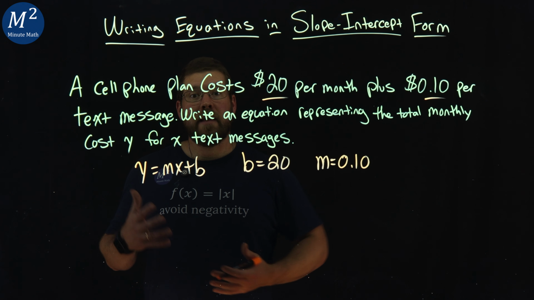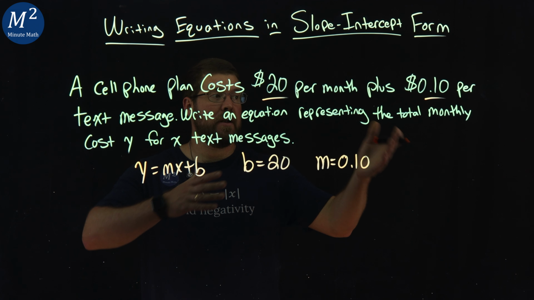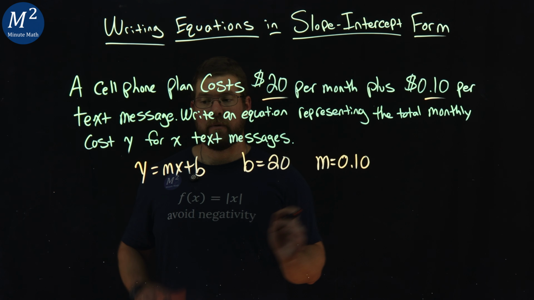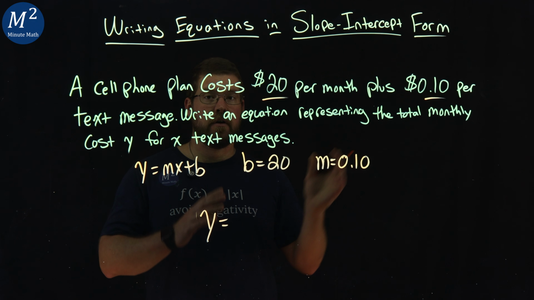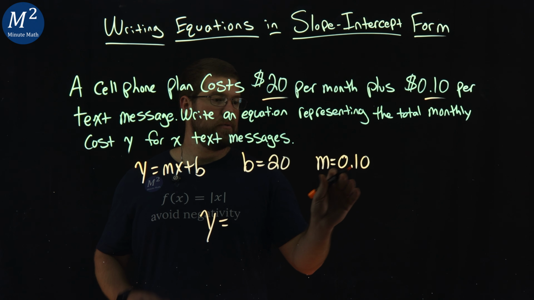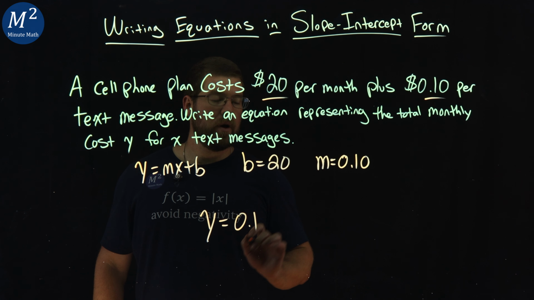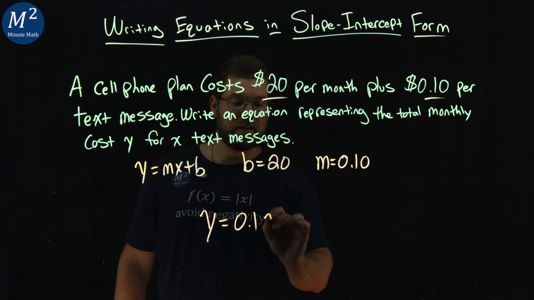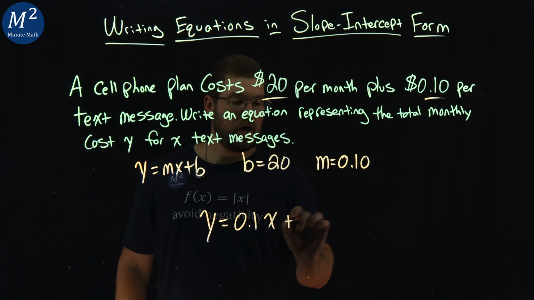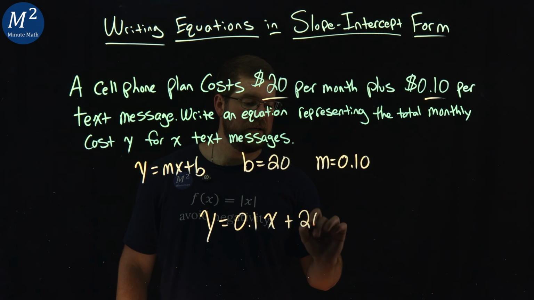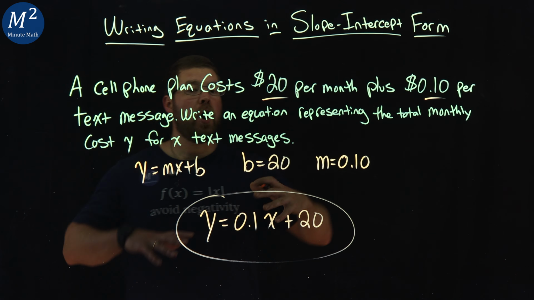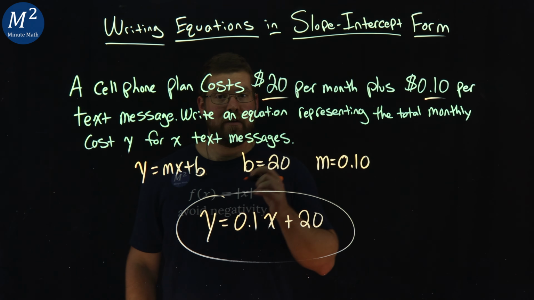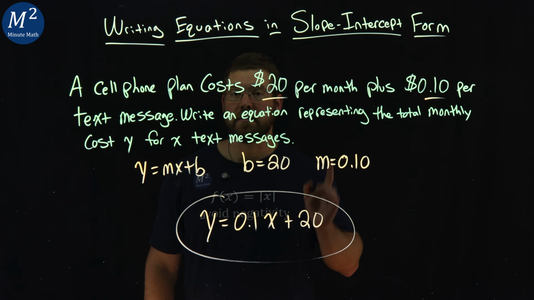So now we can write this as an equation representing the total monthly cost. Remember, y is per month. So y, the cost per month, is equal to our rate, 0.1, that's dollars per text message, x, plus a flat fee of $20. And so here we have an equation that represents our scenario, y equals 0.1x plus 20.